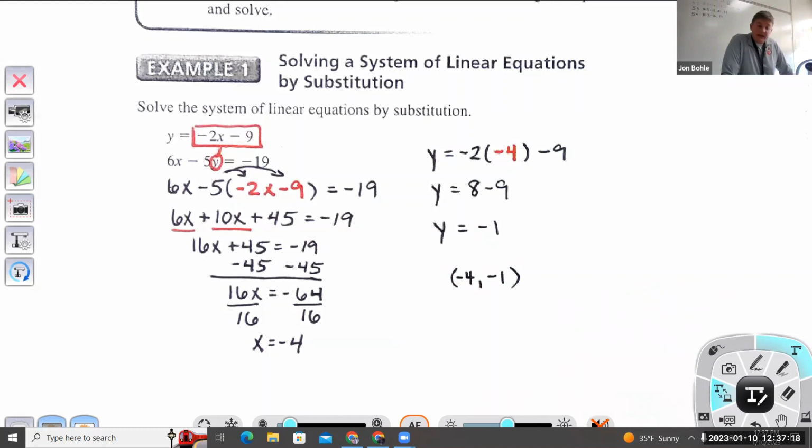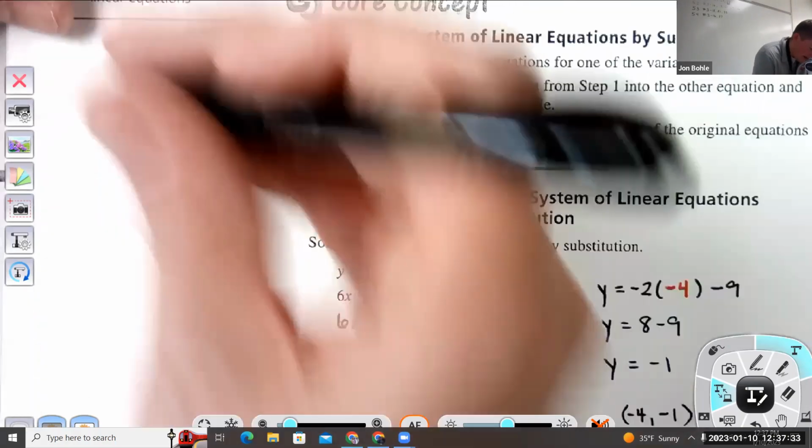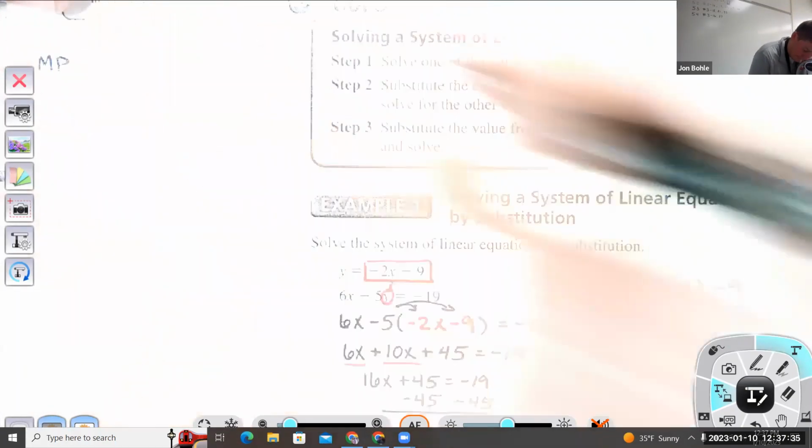Okay. Each of those monitoring progress problems have their own kind of unique thing to them. So I'm going to go through all three of those with you together. All right. Let's do number 1, monitoring progress number 1.